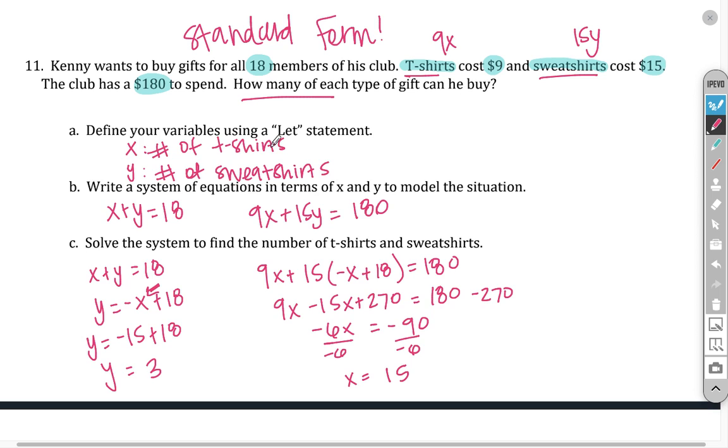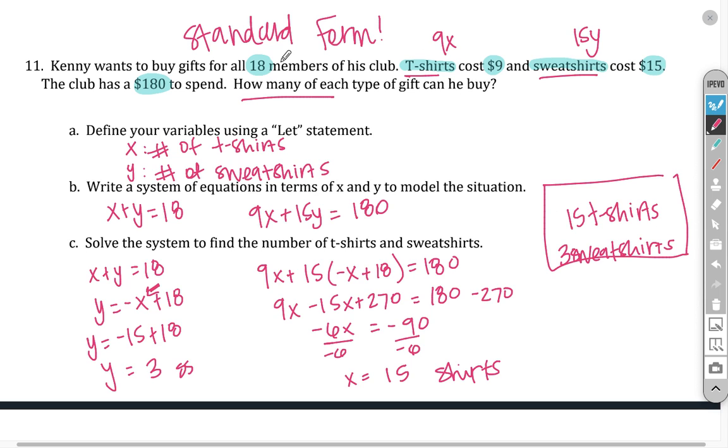So our x was t-shirts and our y was sweatshirts. So that means that we can afford to get 15 t-shirts and 3 sweatshirts. So that means we can still get 18 gifts, and we won't spend over $180. So that's how we need to divvy it up.